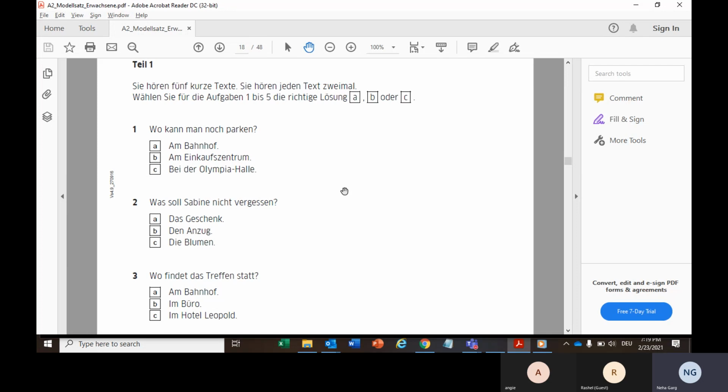Lesen Sie jetzt Aufgabe 2. Hallo Sabine, denk bitte an meinen dunklen Anzug. Du wolltest ihn doch aus der Reinigung abholen. Sonst weiß ich nicht, was ich bei Helenas Hochzeit morgen anziehen soll. Das Geschenk habe ich heute in der Mittagspause schon gekauft. Die Blumen holen wir ja erst morgen früh. Dank dir.